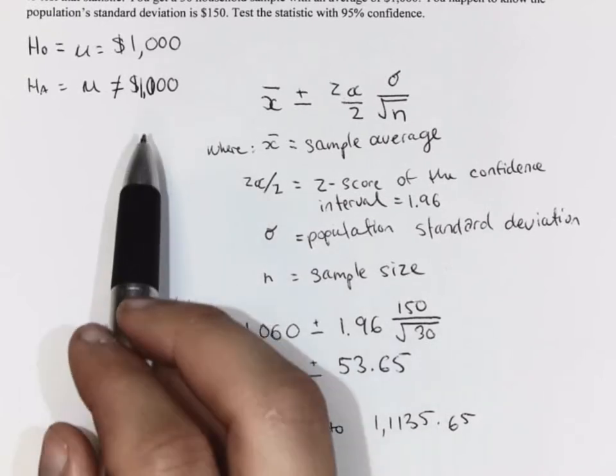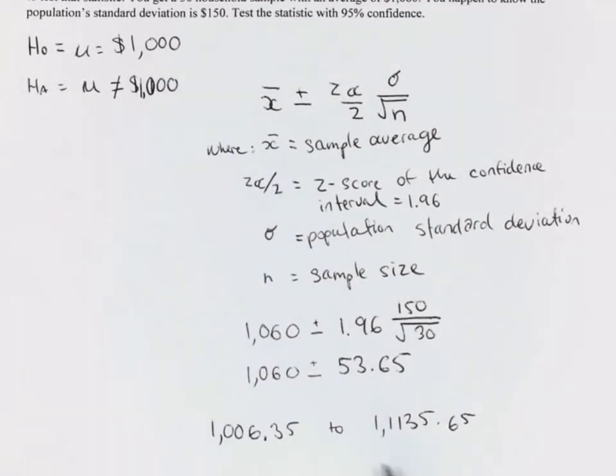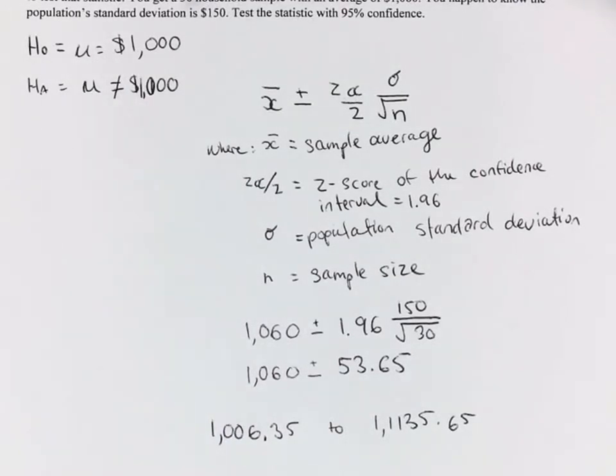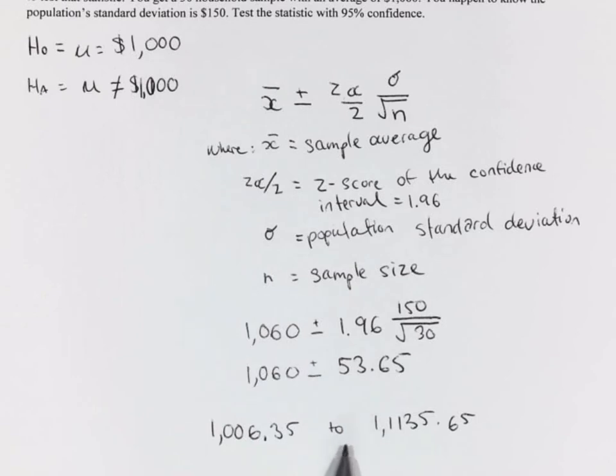When we have a look at our hypothesis, our null hypothesis shows a $1,000 mean. So we can see that that falls outside of our range to a 95% confidence. So we could reject this null hypothesis. Now, if this had been within our range, we would not reject it.